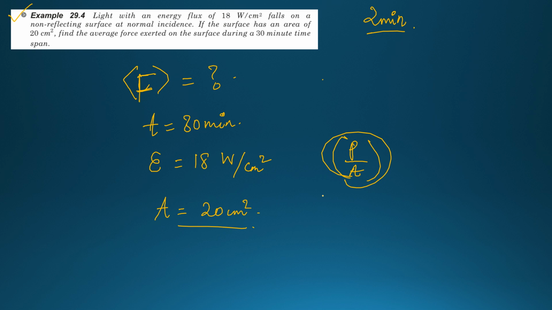Energy flux is given, area is given. So please try to think what can we get from these two. From their units also you can guess. What can I get from these two? 30-minute time is given, time span 30 minutes. Average force.